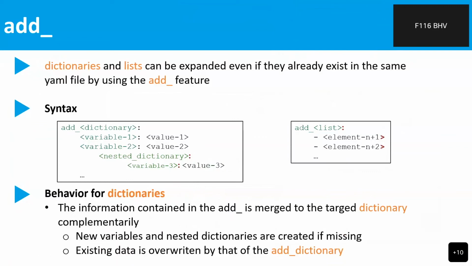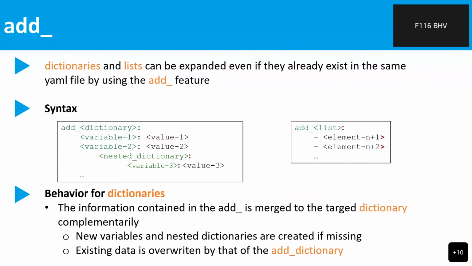Okay, so we continue with the next functionality, which is the add functionality. What does the add functionality allow us to do? It allows us to do two things. One, to extend dictionary variables and complete them when they are already defined in the same file. And it also allows us to extend lists by adding more elements.